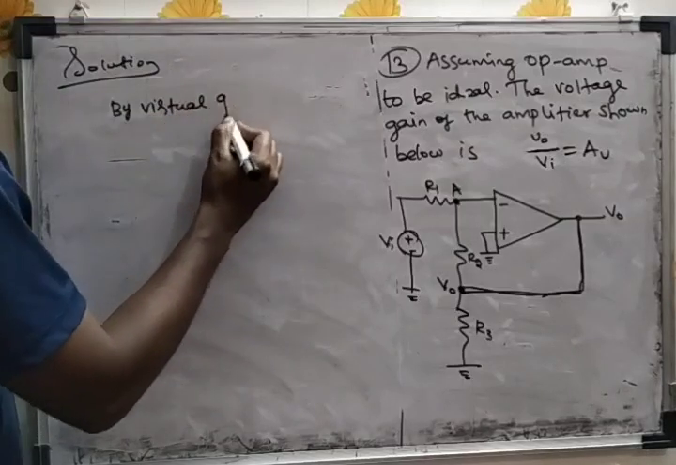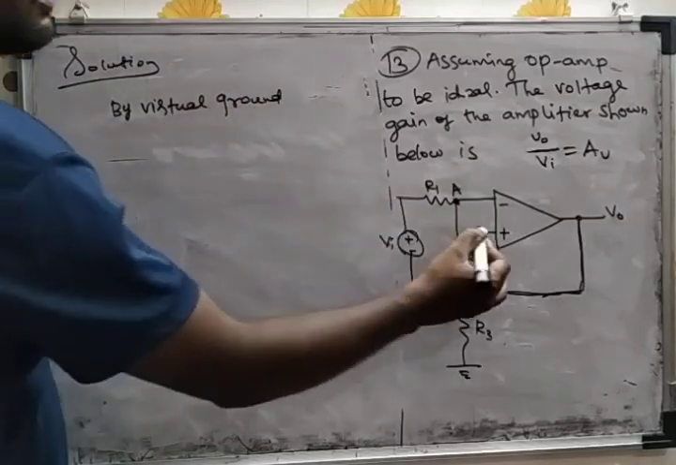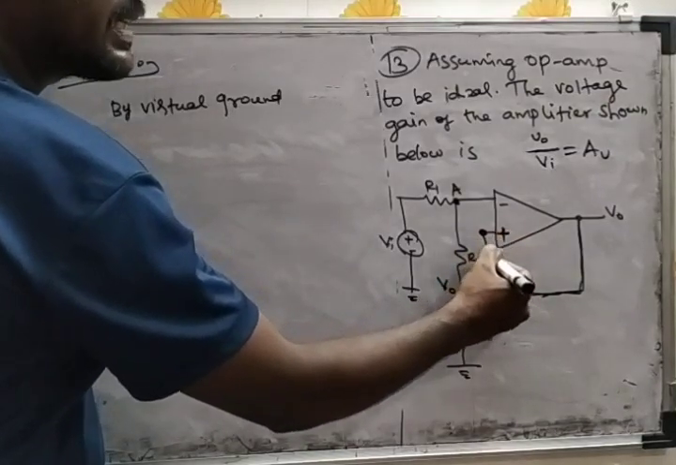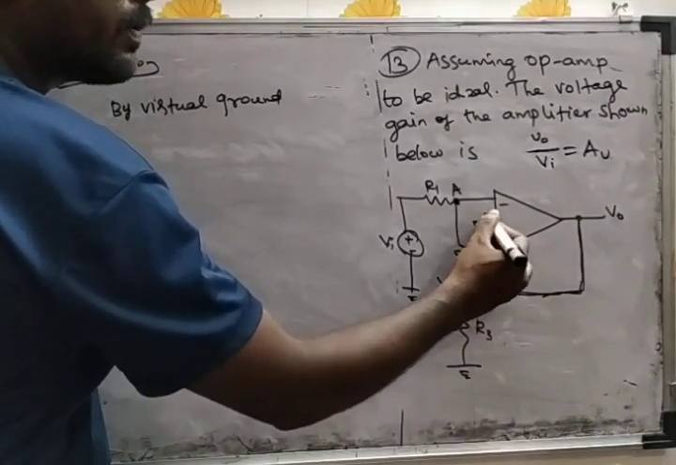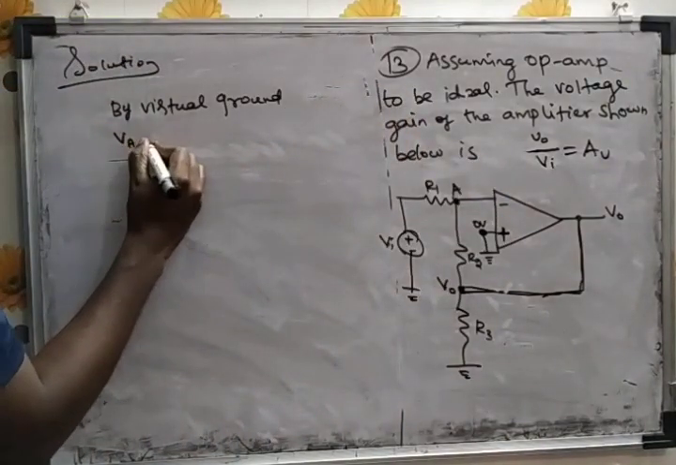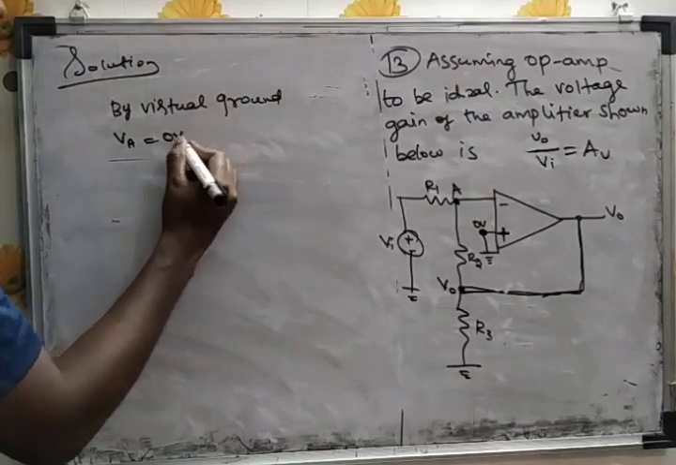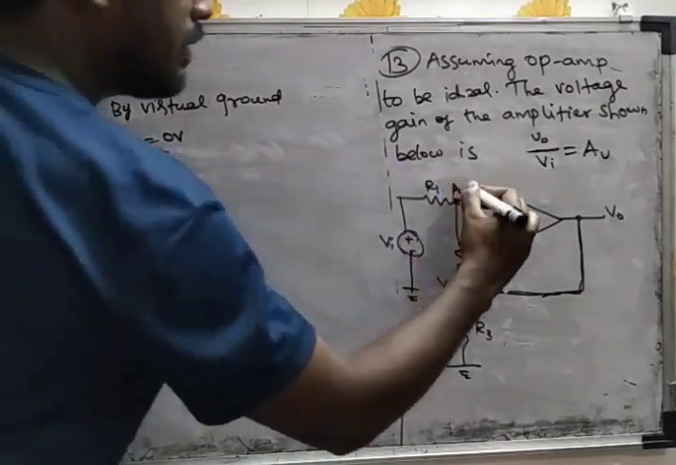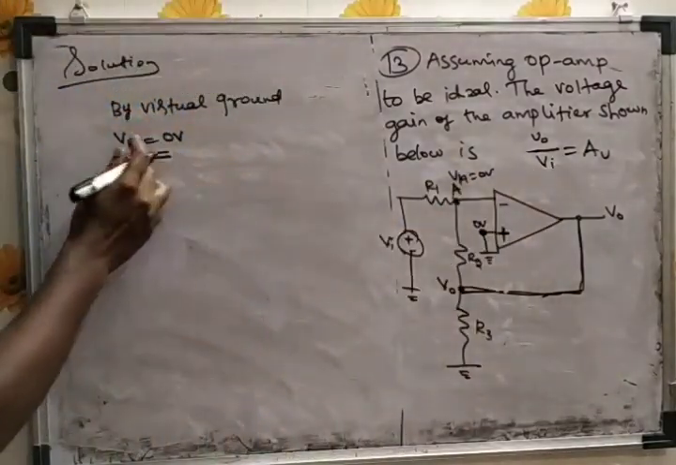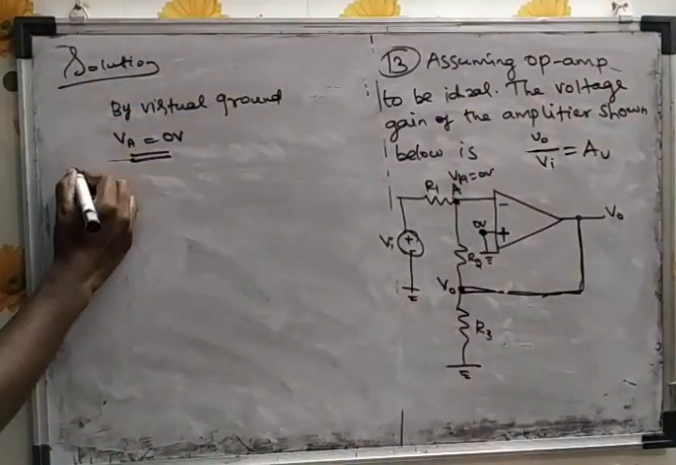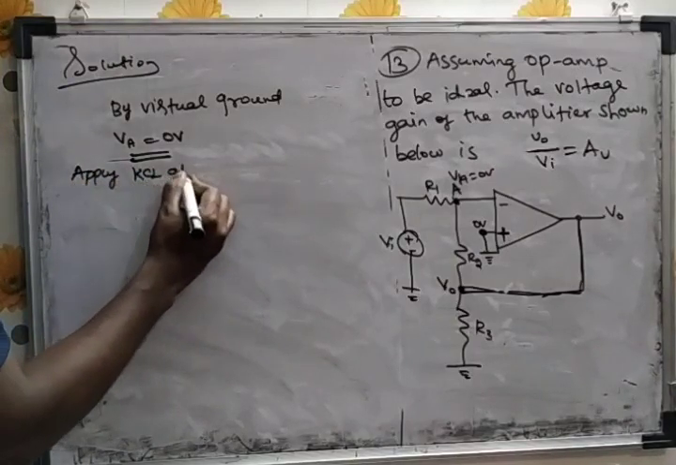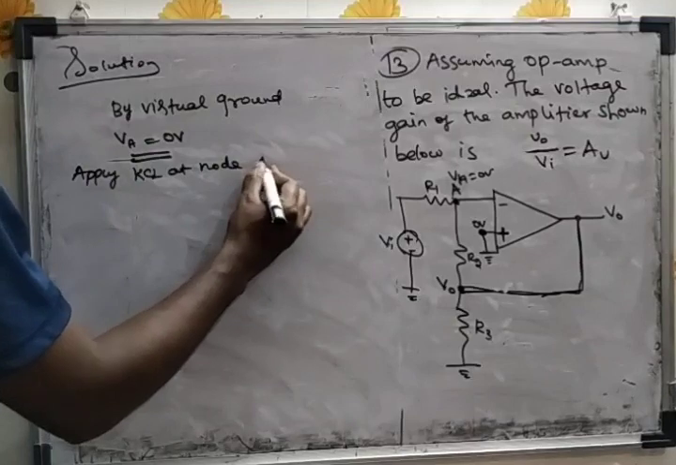By virtual ground, here you have the non-inverting terminal grounded. So you have 0 volt here, which means here also you have 0 volt. So your VA is equal to 0 volt. So here also you have VA equal to 0 volt. So apply KCL at node A.